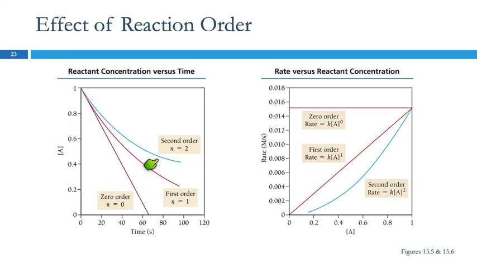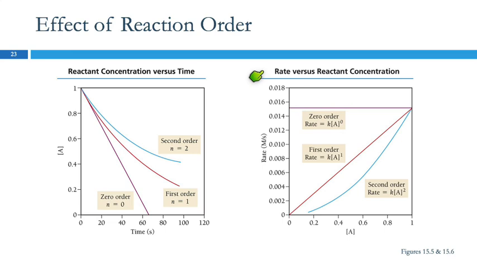For first and second order, the concentration is still decreasing, but it slows down as the reaction goes on because the rate is changing. Just looking at a graph like this, you can't determine whether it's second order or first order, but you can identify a zero order reaction this way because it's linear.